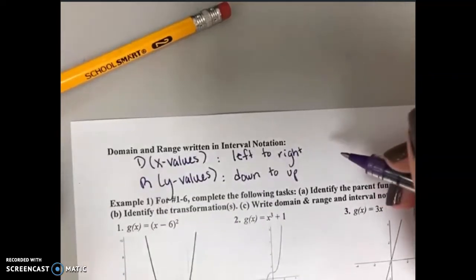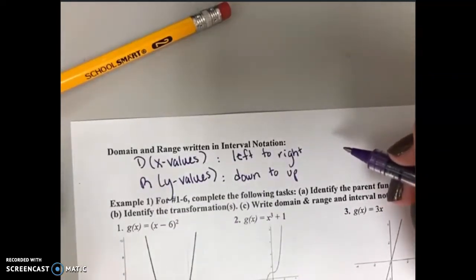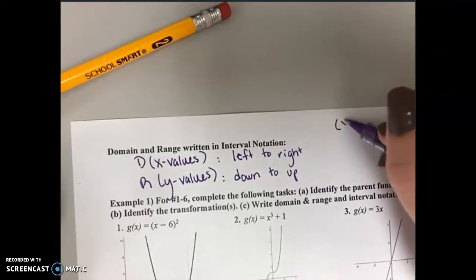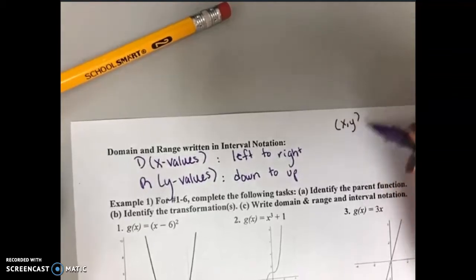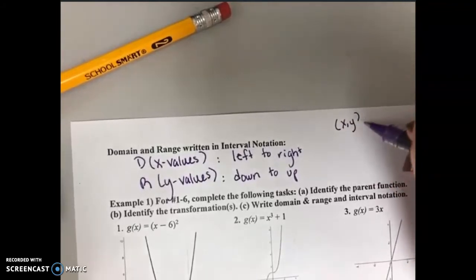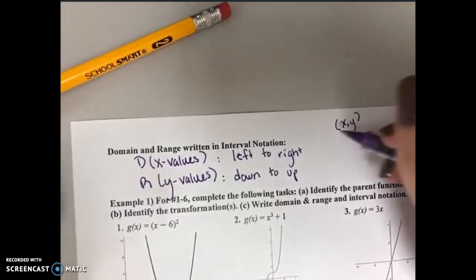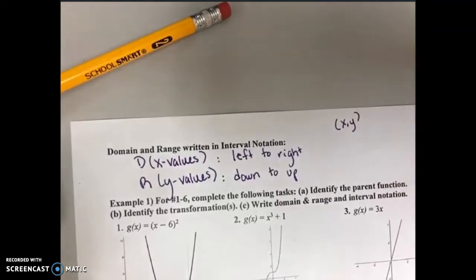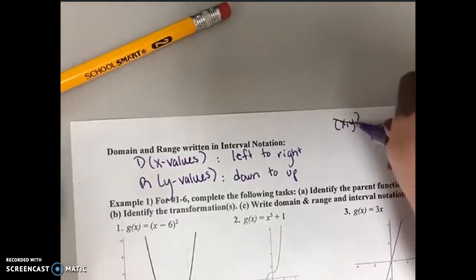Interval notation kind of looks like coordinates. A coordinate is this, x comma y. Remember, it's a point on a coordinate plane. And you always use parentheses, and the x value is always here. The y value always must be here. Similar idea, kind of, but not really.